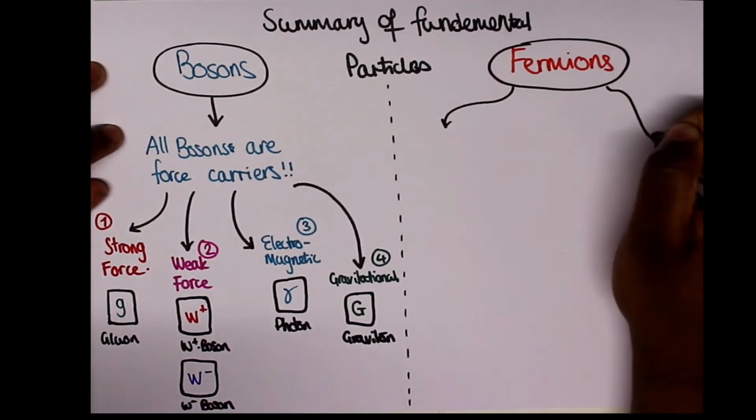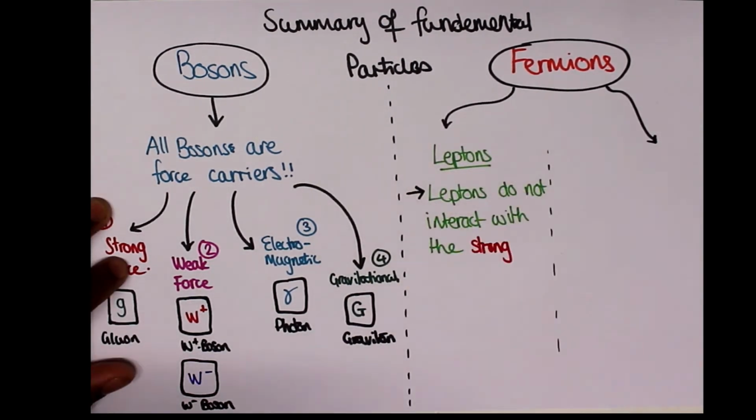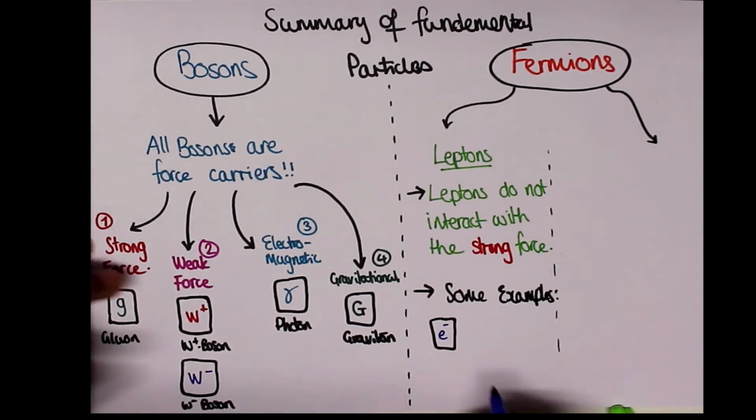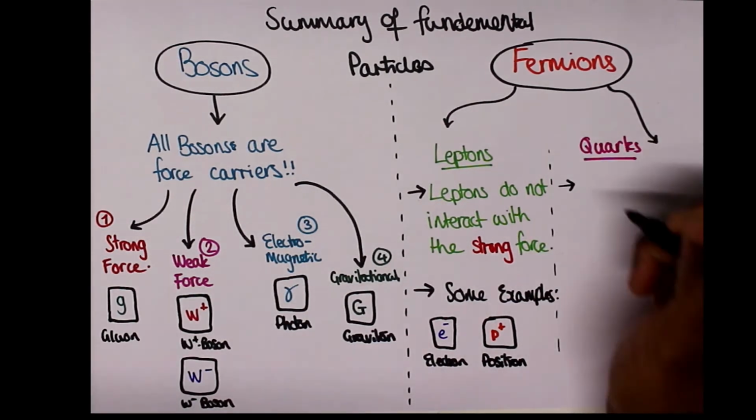On the other side, we have fermions, which can be further divided into leptons and quarks. Leptons are fermions that do not interact with the strong force. Some examples are the electron and the positron, where the positron is the antimatter twin of the electron.